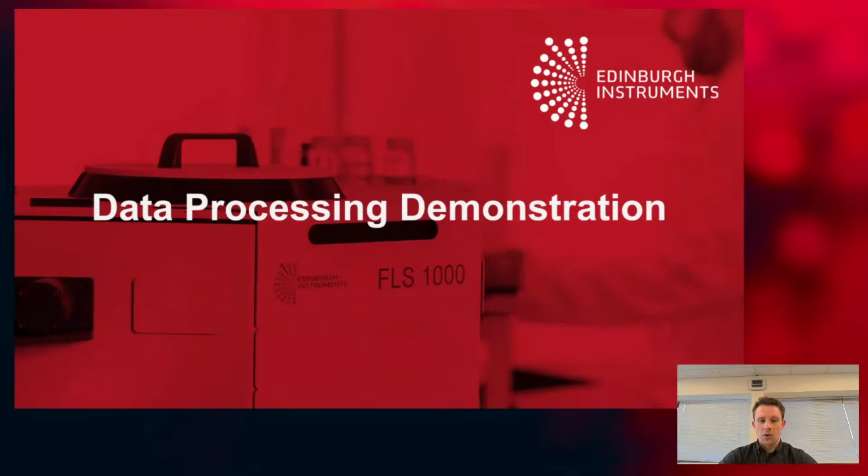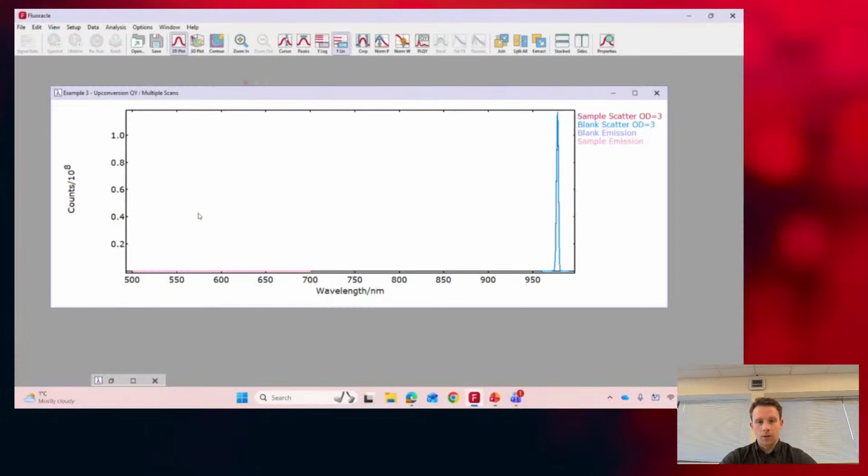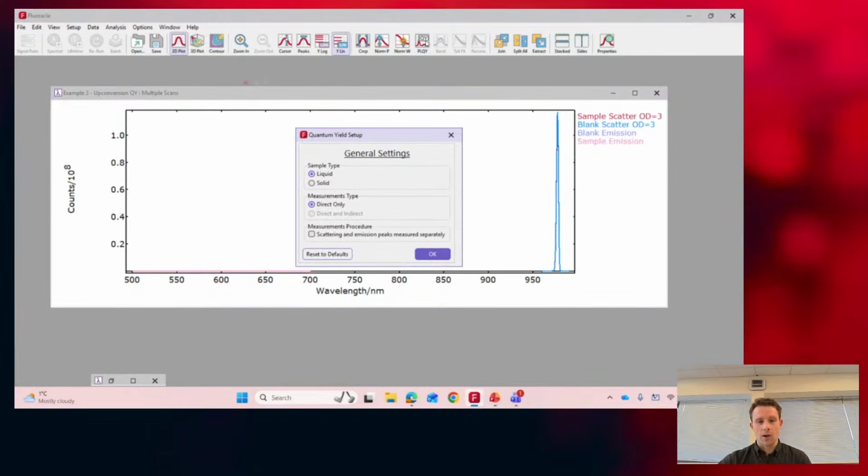So I'm now going to give a quick demonstration in the FluoriCal software of calculating PLQY with a weakly emitting sample. So I'll just swap over now. On the screen here, we have the four spectra: the blank emission, the sample emission, and then our sample scatter and blank scatter, which were measured with a neutral density filter of an optical density of 3. Once we have all these scans in the same window, we can go back to the PLQY wizard, and we're happy with all these parameters. We're going to say that the scattering and emission peaks were measured separately though.